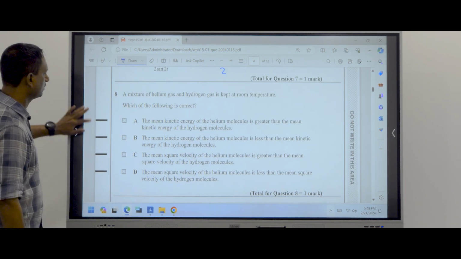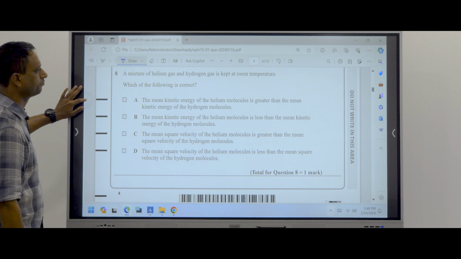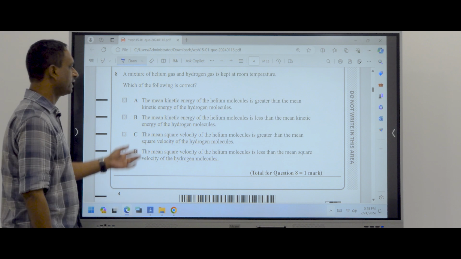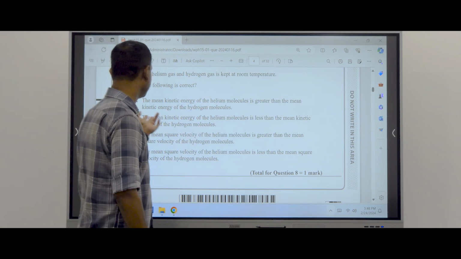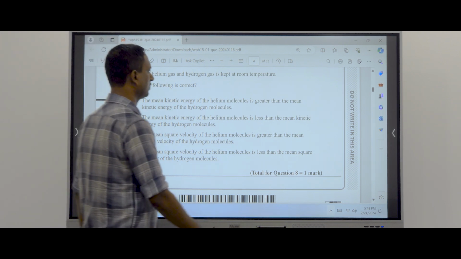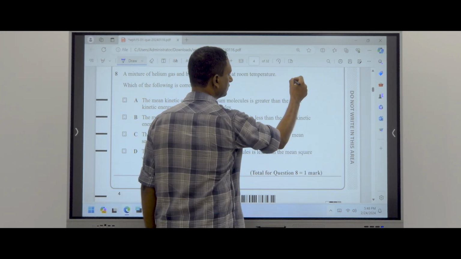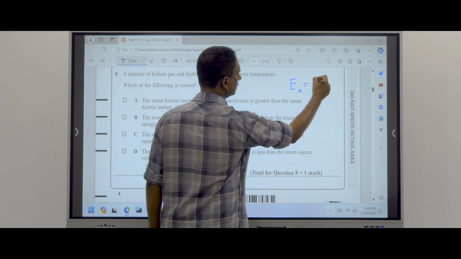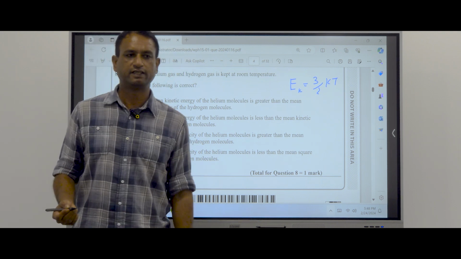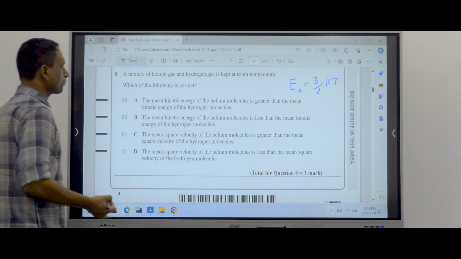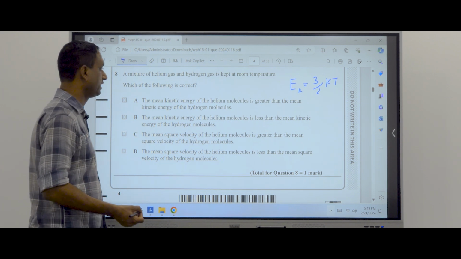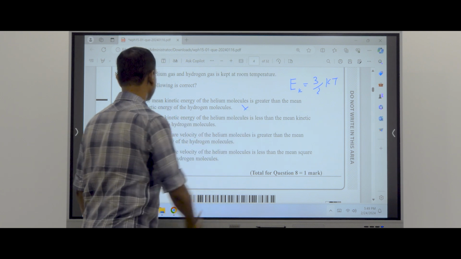Easy question. A mixture of helium gas and hydrogen gas is kept at room temperature. Which of the following is correct? The mean kinetic energy of helium molecules is greater than the mean kinetic energy of hydrogen. This is wrong. Kinetic energy of any molecule depends on temperature. When the temperature is different, kinetic energy is different. Here the temperature is the same for hydrogen and helium. Therefore, this is wrong.